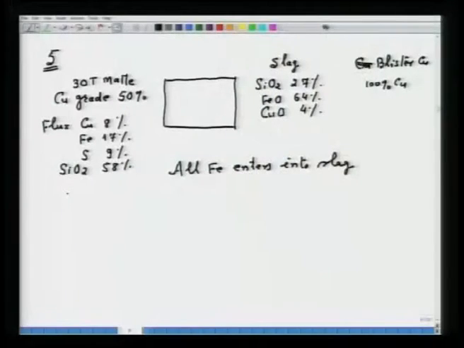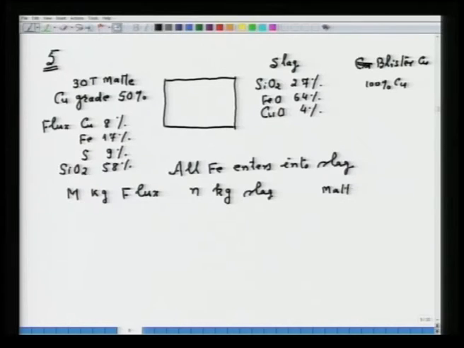So, here first you have to calculate weight of flux and slag and blister copper. So, as usual, say m kg flux and n kg slag. Now, say matte, say Cu2S, that is equal to 18,750 kg from the first charge, and FeS of the first charge, that is equal to 11,250 kg, that is the first charge.